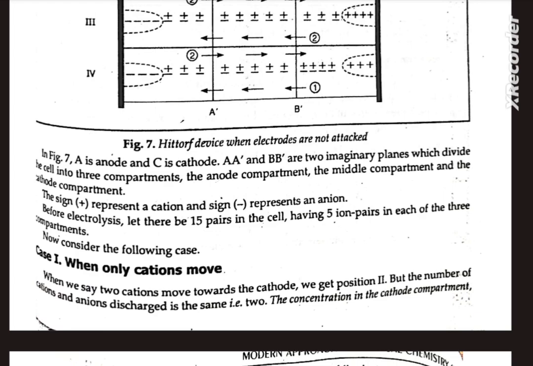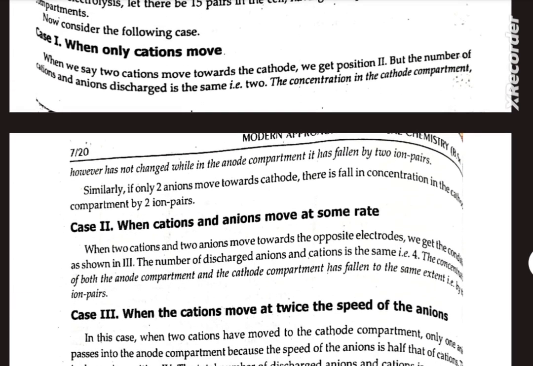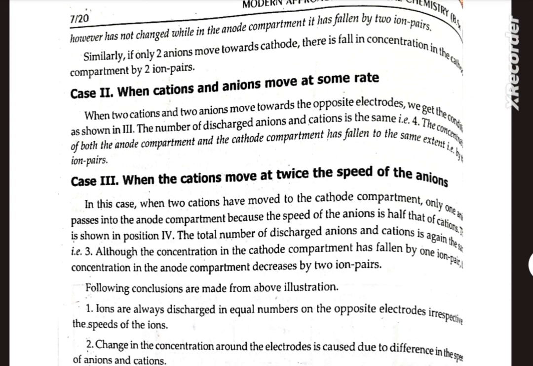Now consider the following cases. Case 1. When only cations move. When two cations move toward the cathode, we get position 2. But the number of cations and anions discharged is the same, that is 2. The concentration in the cathode compartment, however, has not changed, while in the anode compartment it has fallen by 2 ion pairs. Similarly, if only two anions move toward the anode, there is a fall in concentration in the cathodic compartment by 2 ion pairs.